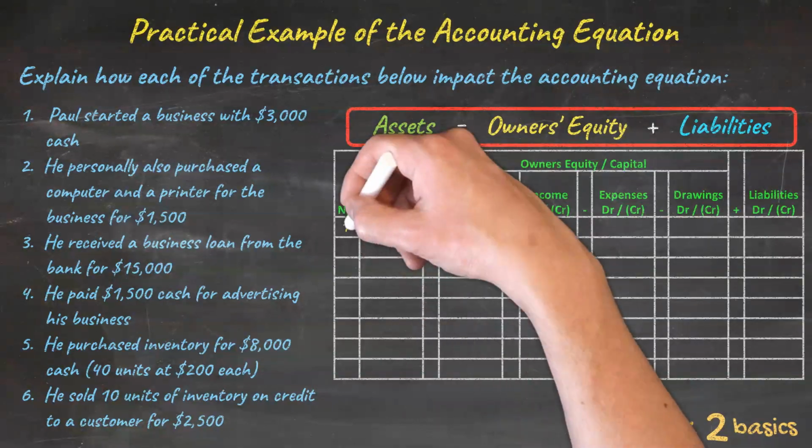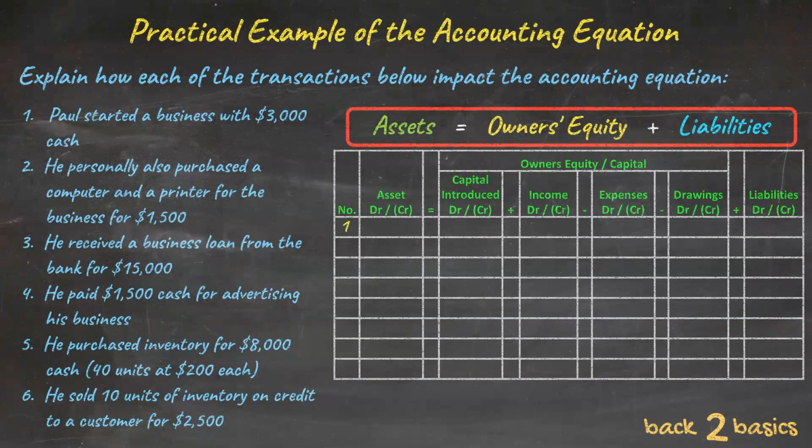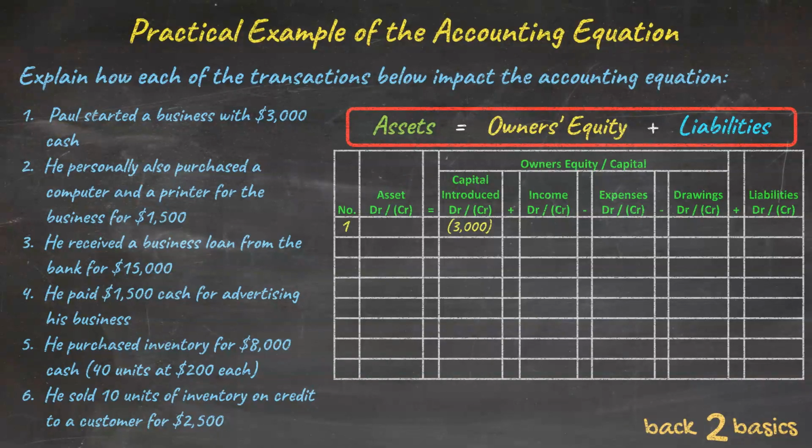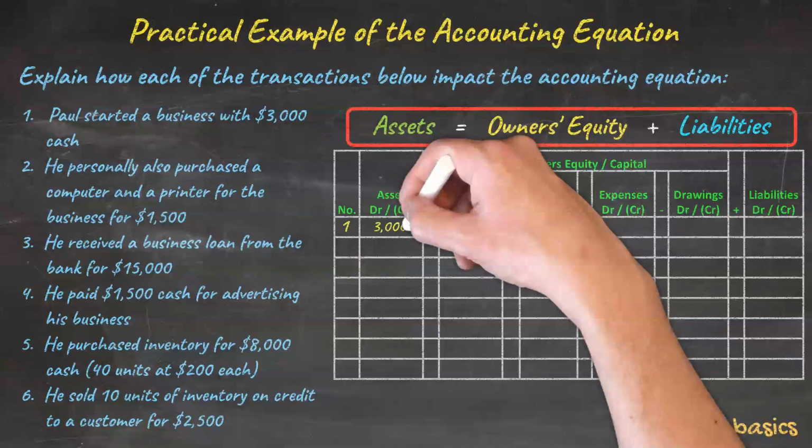So number 1. Paul started a business with $3,000 cash, which means he took his own personal money and he invested it into the business. He introduced capital into the business. And we know that owner's equity increased on the credit side. So I'm putting a credit value of $3,000 under capital introduced. And our assets increase because it's cash that we received. And that increases on the debit side.